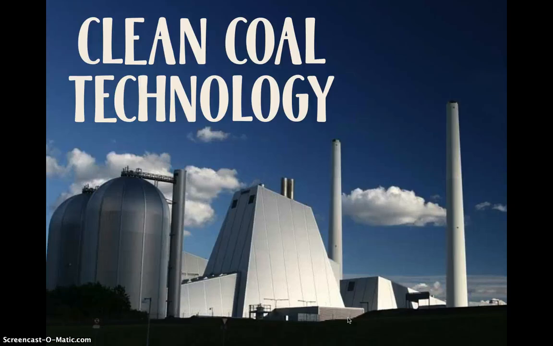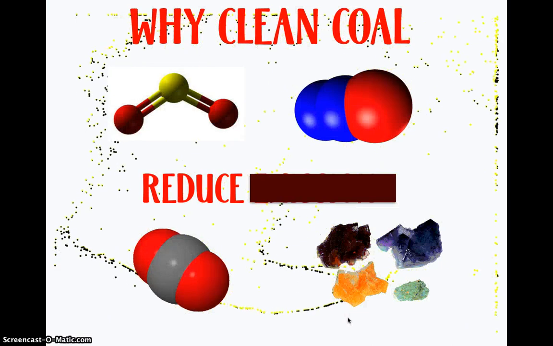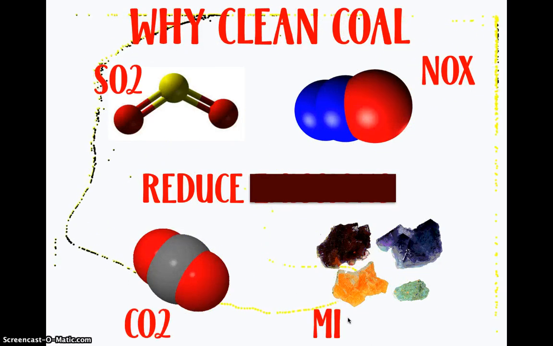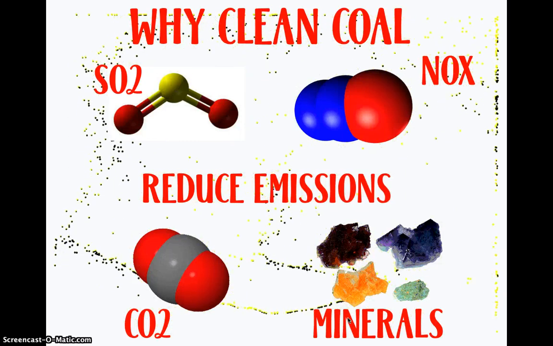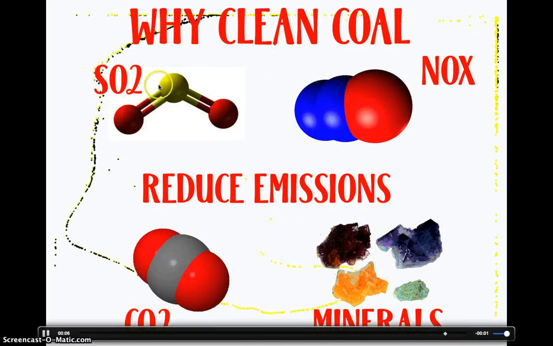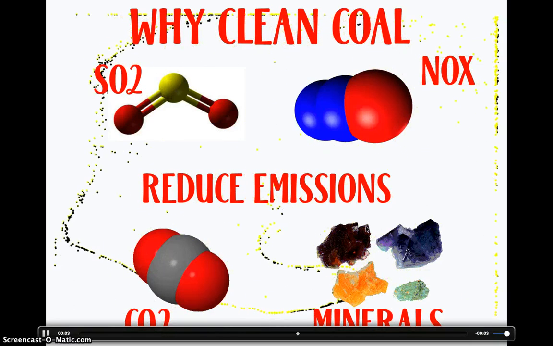So because coal is really, really dirty, one of the solutions to this major disadvantage is cleaning the coal. This is called clean coal technology. We clean it to remove or reduce sulfur oxides, nitrous oxides, carbon dioxide, and minerals, or overall reduce emissions. Remember that coal has a lot of sulfur. It has a lot of other things, but it's the dirtiest, a lot of sulfur.